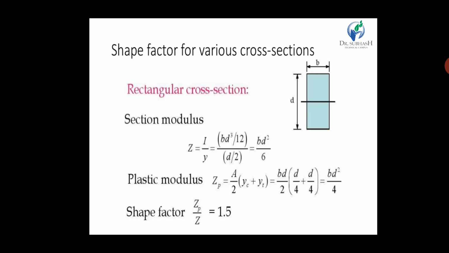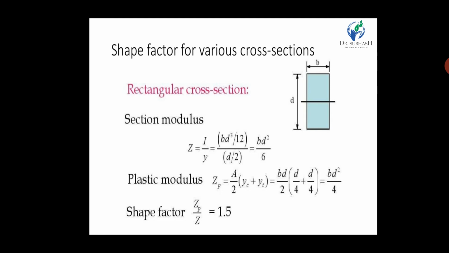Next, shape factor of various cross sections. Now we take a rectangular cross section having depth d and width b. The section modulus Z is equal to I by y. I for the rectangular section is bd cubed by 12 and y is d by 2. So finally, we find Z is bd squared by 6.